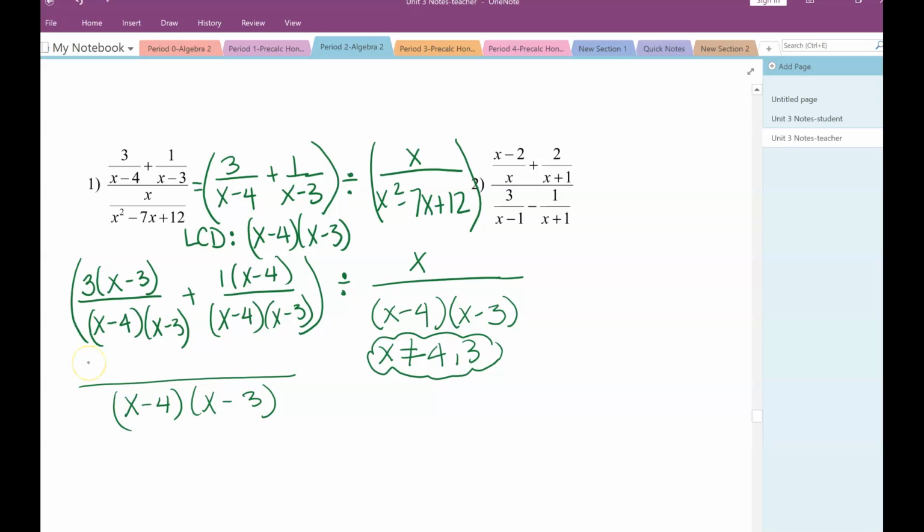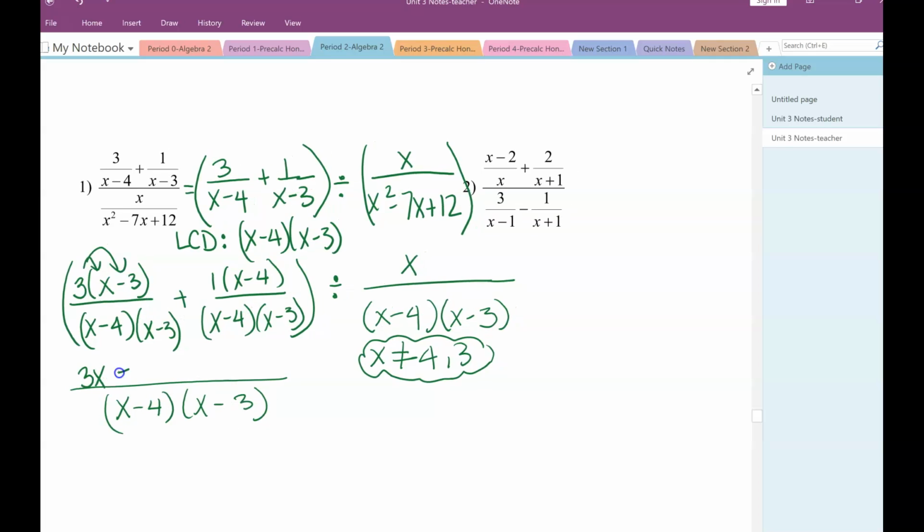Yes. Yeah, all right. So here we go. We need to distribute this. What's 3 times x? 3x, okay. 3 times negative 3 is? Negative 9. Obviously, 1 times anything is itself, so can I just add x minus 4 over? Okay. Now, can I flip?